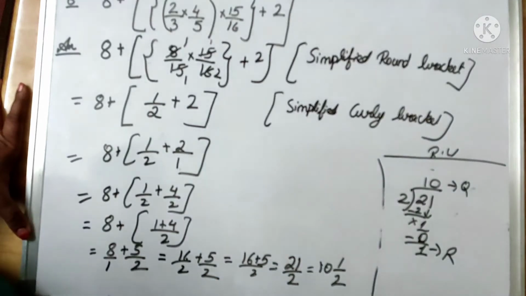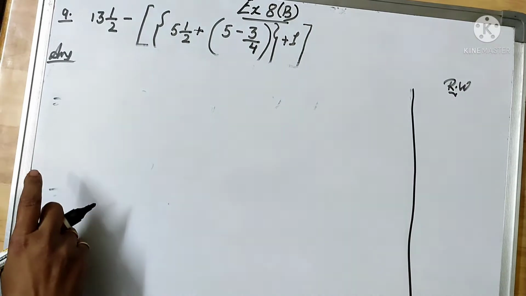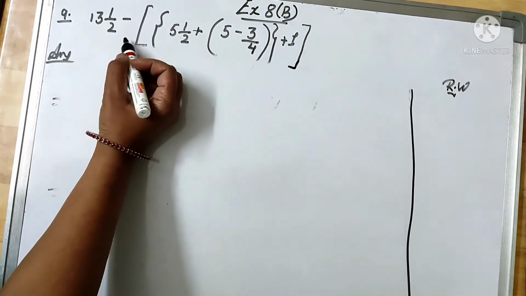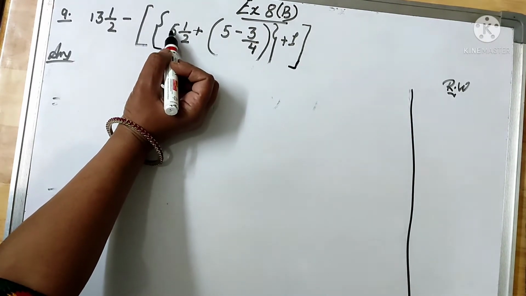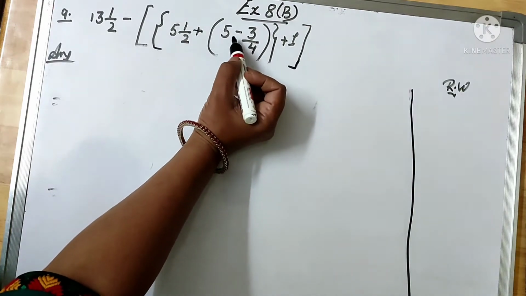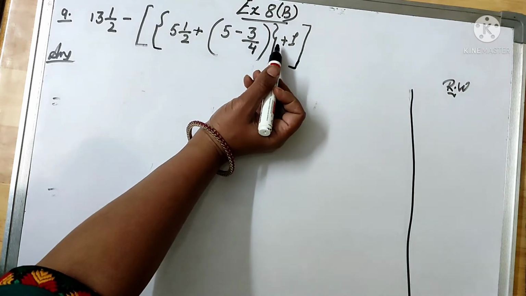Now, let us solve the 9th one. Now, let us do 9th one. Here the question is 13 1 by 2 minus, inside the square bracket, then there is curly bracket. Inside the curly bracket 5 1 by 2 plus, inside the round bracket, 5 minus 3 by 4, round bracket closed, curly bracket closed, plus 1.